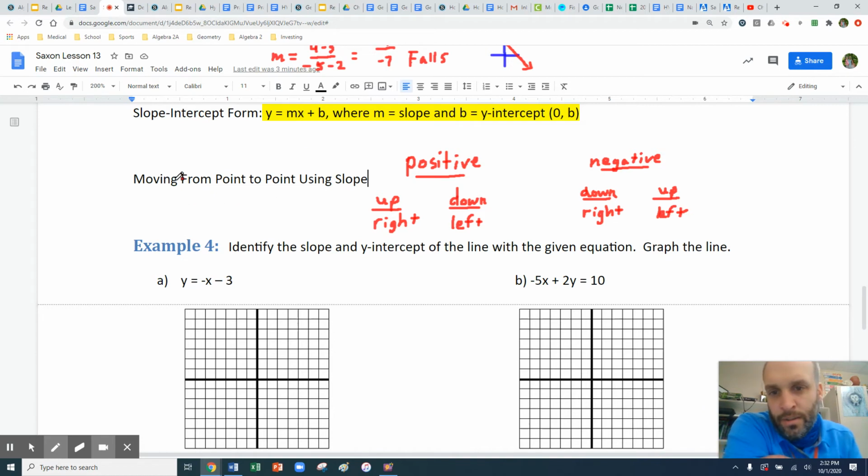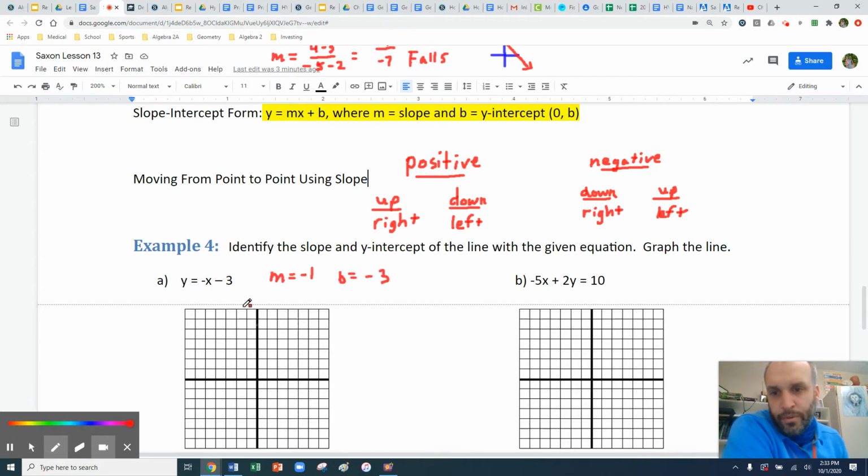After we get the y-intercept, we'll start to look at graphing slope. So when you're moving from point to point using slope, positive slope, you're going to move up to the right or down to the left. Negative slope, you're going to move down right or up left. So we'll check a couple of things when we start graphing. We'll see if we're in slope-intercept form. And then the second thing we'll do is we'll graph the y-intercept and then graph the slope to start to create the solutions of the equation.